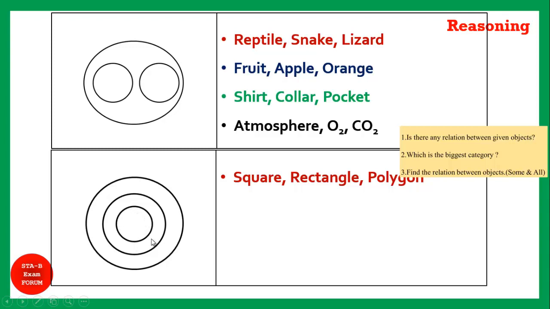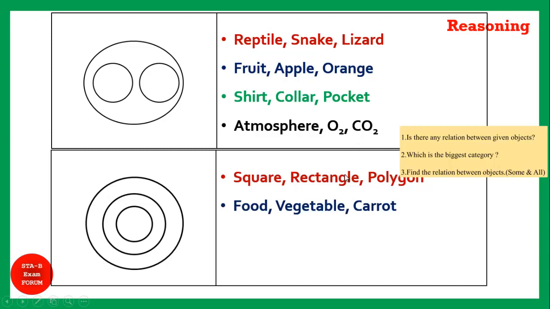Mathematically, you should know that a square has 4 sides. A rectangle has 4 sides also, but the opposite sides of a rectangle are parallel to each other. In a square all sides are equal, while in a rectangle only opposite sides are equal. So all squares are rectangles, but all rectangles are not squares. So this concentric circle represents this type of category.